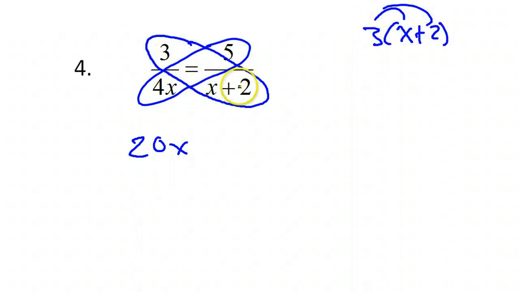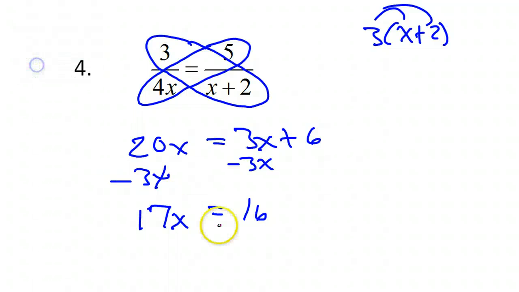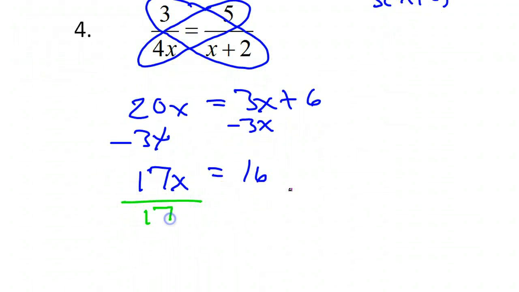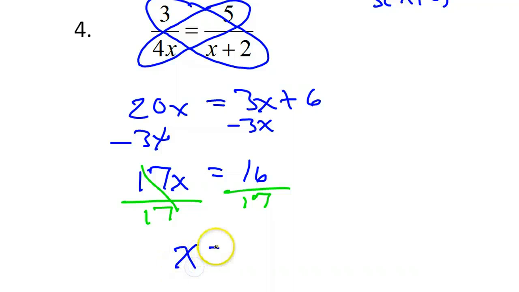Okay, when I do 3 times x plus 2, that's going to give me 3x plus 6, distribute. But then I would subtract 3x from both sides. So that's going to give me 17x is equal to 6. Last, I will divide both sides by 17. So that's going to give me x is equal to 16/17.